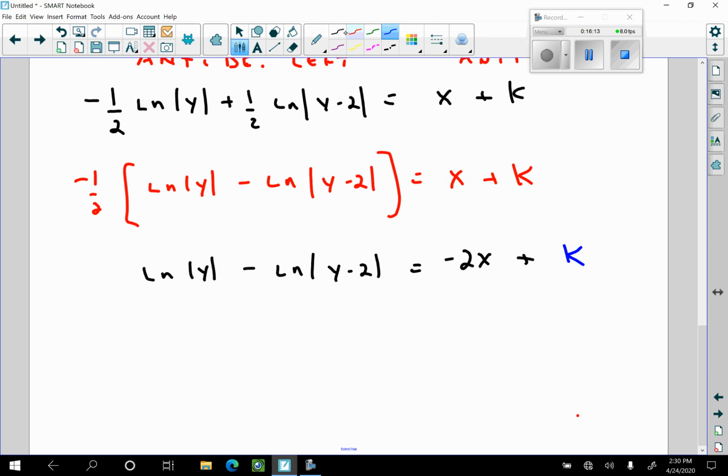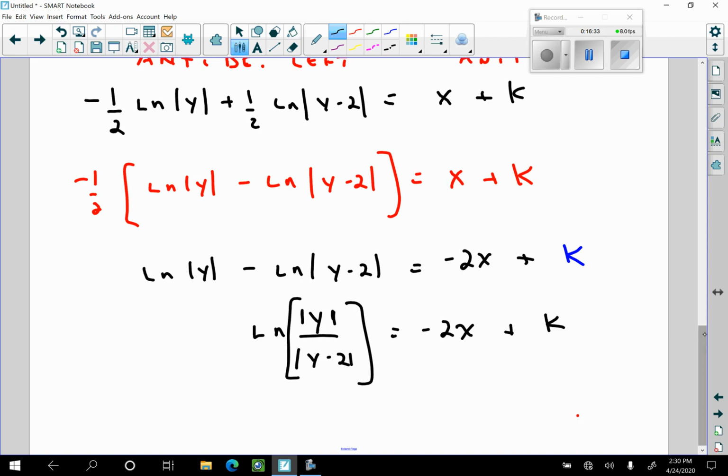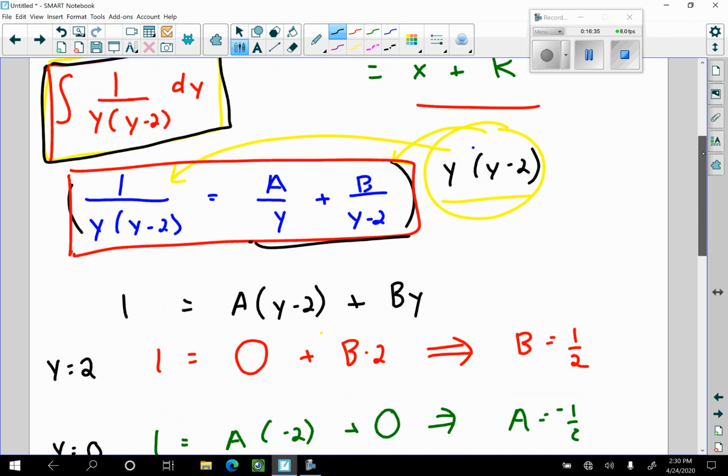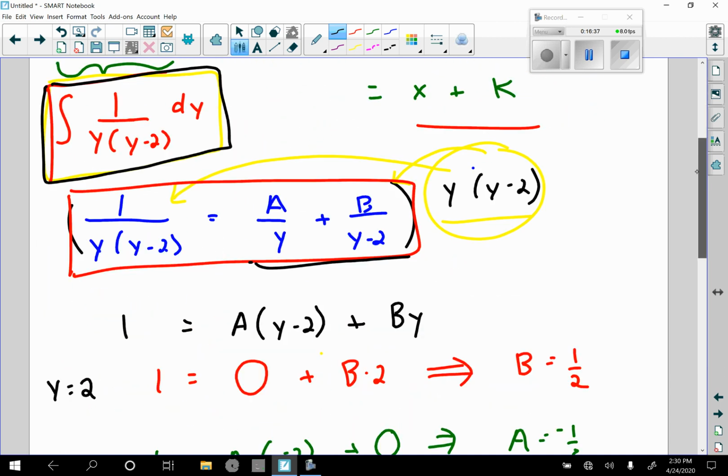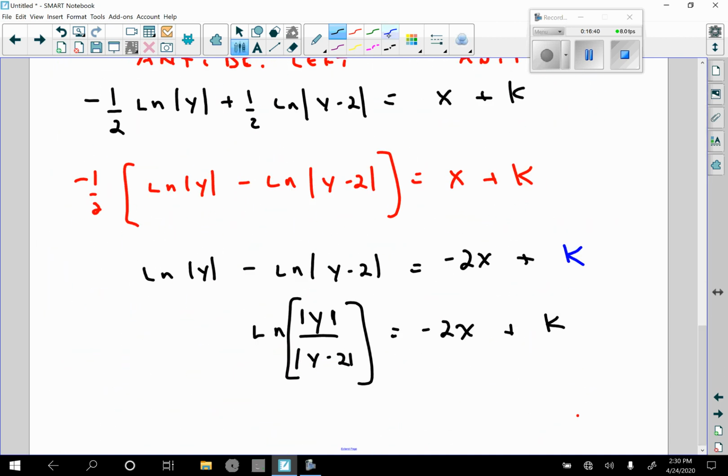And so what is the right side then? The right side, by the property of logarithms, is absolute value of y over absolute value of y minus 2 by the property of logarithms. And that's equal to negative 2x. And now I can actually put my plus k, oh my goodness, don't forget the k. Now I can use the fact that my initial condition up here was f of 0 is equal to 4. So I'm going to use the initial condition that f of 0 is equal to 4. I'm going to put 0 in for x and 4 in for y.